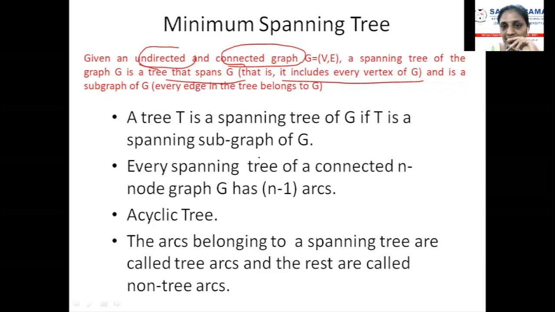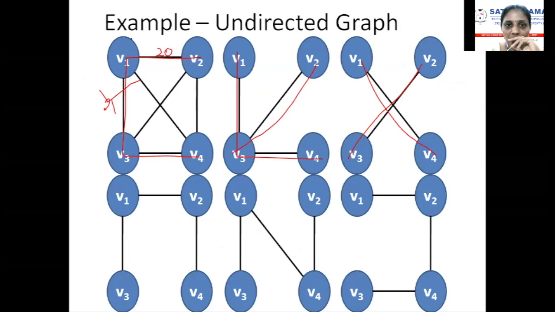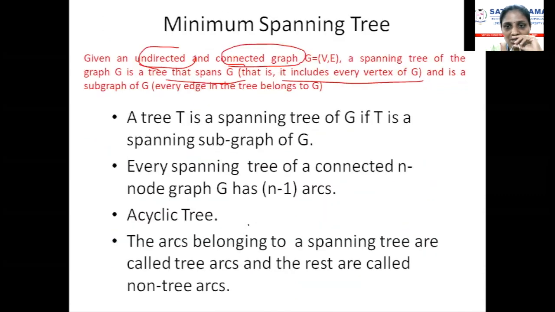What do you mean by subgraph? If you see this example, you have four nodes, but they are connected in different ways. But in the subsequent diagrams, I'm selecting only a few of those connections. So that is called a subtree. The same definition is split into simpler points here. A spanning tree is a spanning subgraph. A spanning tree should have only n minus 1 arcs. It should have minimum only n minus 1 arcs.